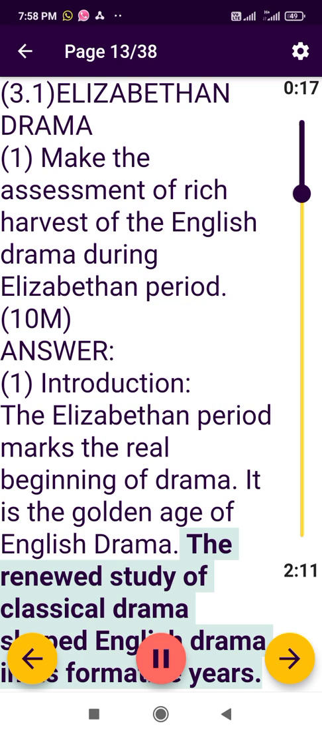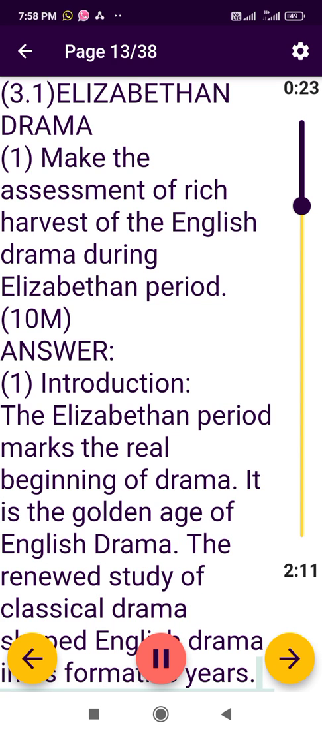The renewed study of classical drama shaped English drama in its formative years. Seneca influenced the development of English tragedy, and Plautus and Terence directed the formation of English comedy. Mystery and miracle plays, morality plays, and interludes provided the necessary background for Elizabethan drama. Tragedy, comedy, tragic comedy, and historical plays were successfully written during this period.